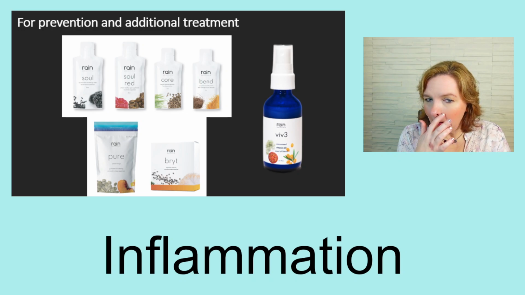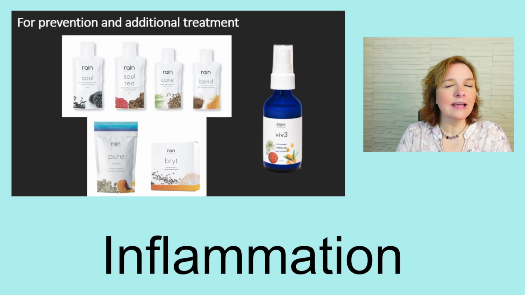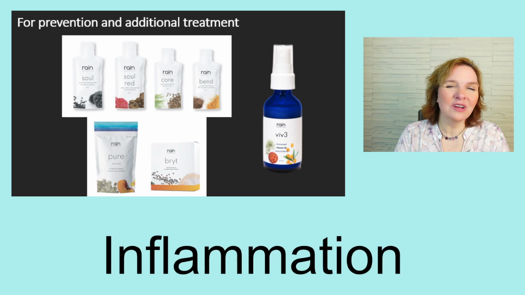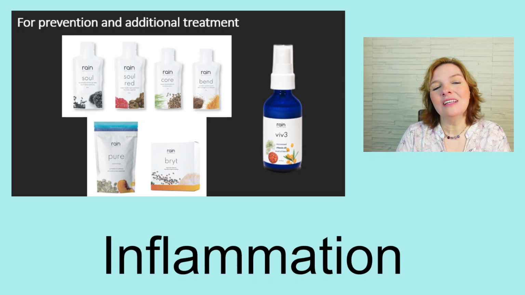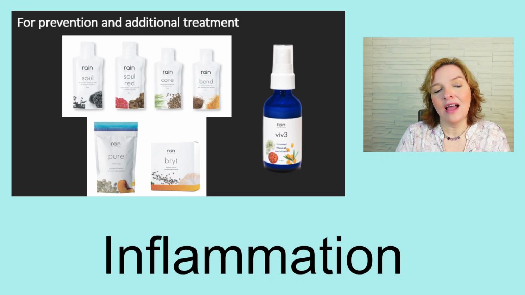So when we look at the products, I didn't talk about the Pure and the Bright. The Pure is a pre and probiotic for your bowel health, and the Bright is actually one of my favorite products. It's for your brain sharpness. But what I talked about, the Soul Red helps to reduce the inflammation in the body. The Core helps to detox. The Bend helps the joints and the ligaments and also the blood vessels. And the Vive helps to make your immune system work better, and also replaces vitamin D3.